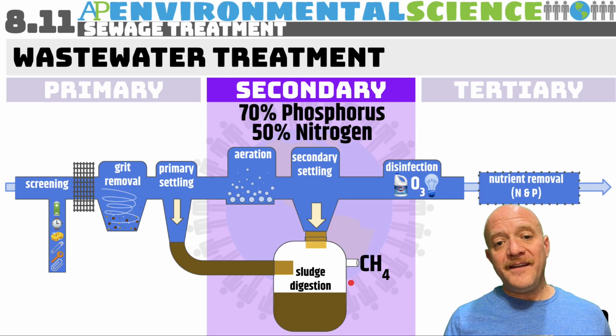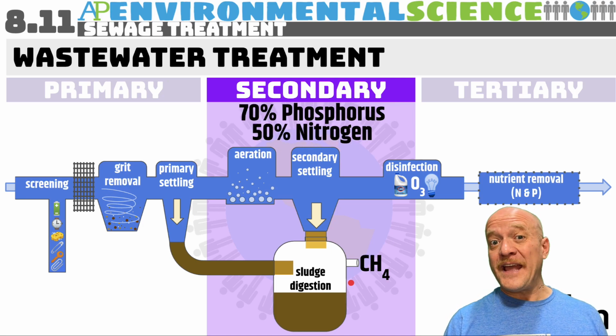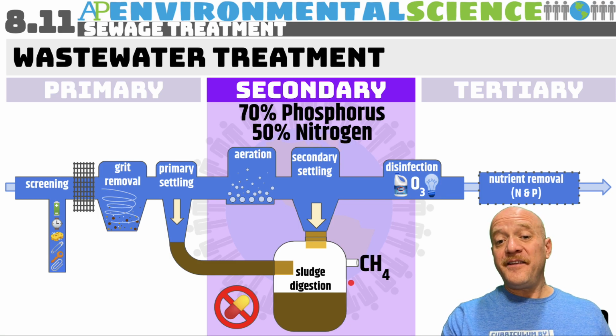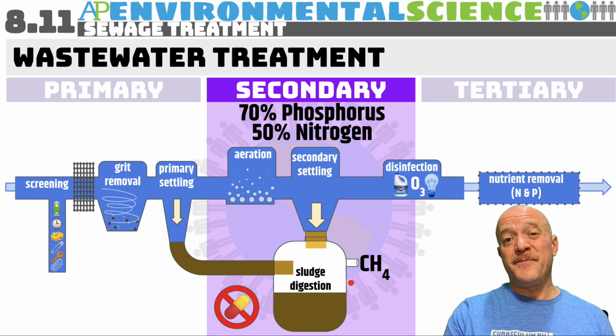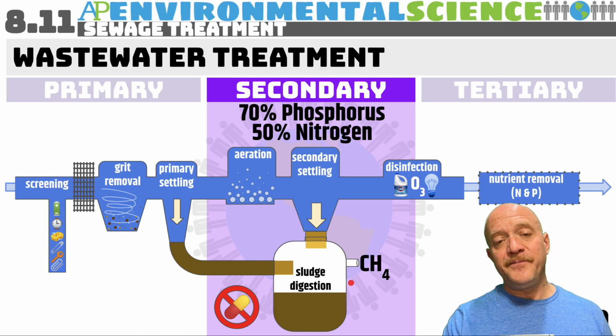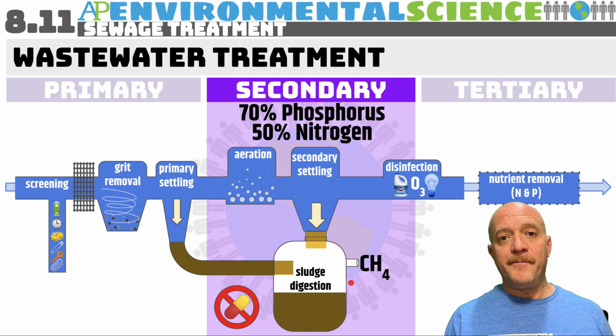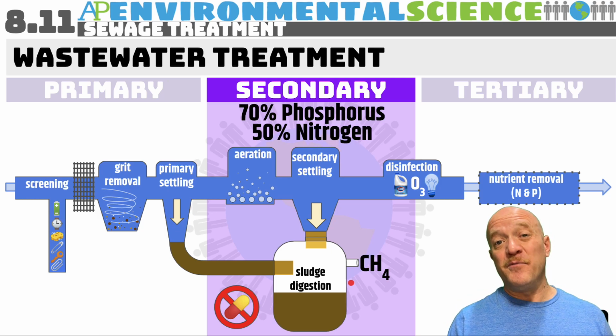Now because we're removing a lot of this organic material, we're also taking out around 70% of the phosphorus and 50% of the nitrogen. We cannot take out all of the phosphorus and all of the nitrogen, unfortunately. And another thing, we still cannot remove pharmaceuticals. We cannot remove any sort of medications that have been flushed down the toilet. This is why you should never flush your medications down the toilet, because we cannot remove them. Most wastewater treatment plants cannot remove them.